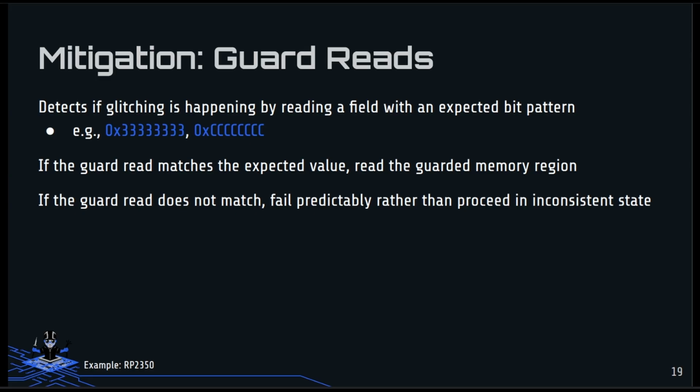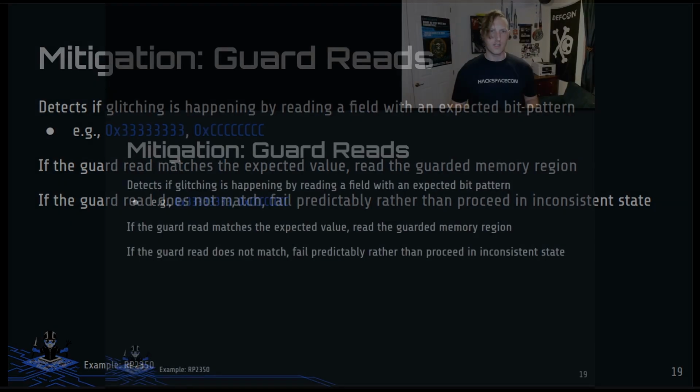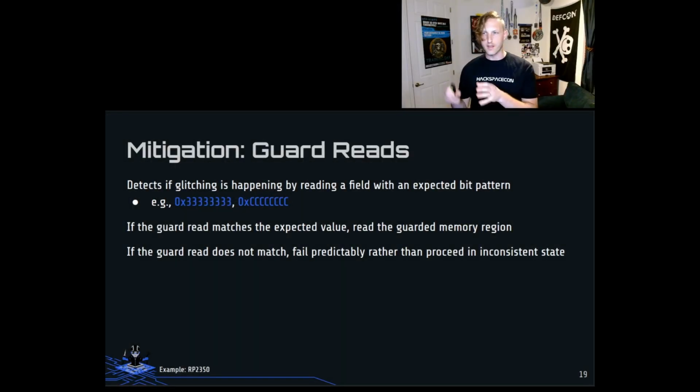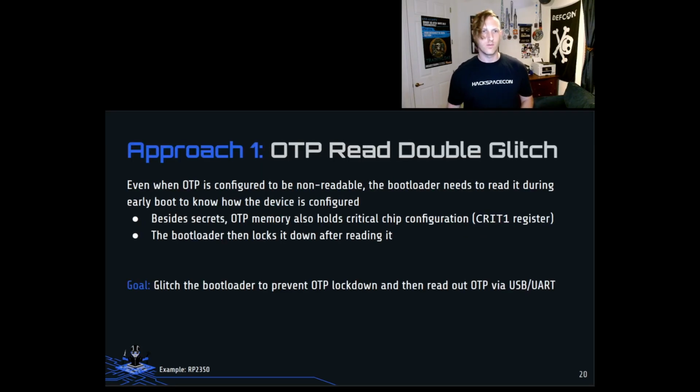There are also guard reads. These detect if glitching is happening by trying to read a specific field in memory that has an expected bit pattern, for example all 3s or all Cs. The goal is that if the guard read matches the expected value, then we're clear to try reading the guarded memory region. But if for some reason the guard read doesn't match, we'd rather fail predictably than proceed in an inconsistent state. So this tries to protect against glitching and prevent improper memory reads.